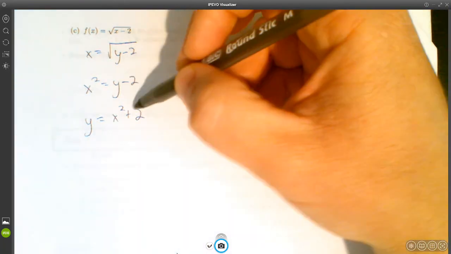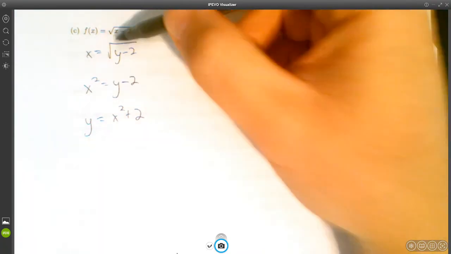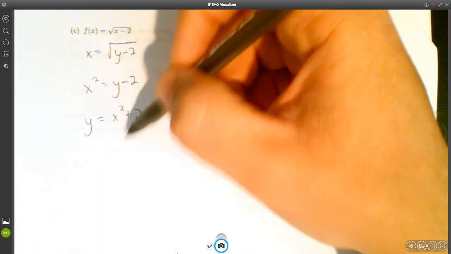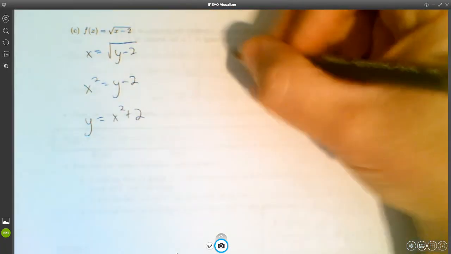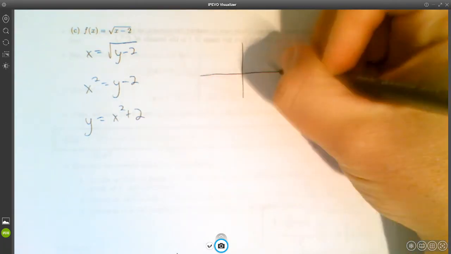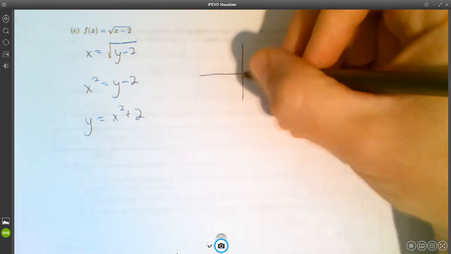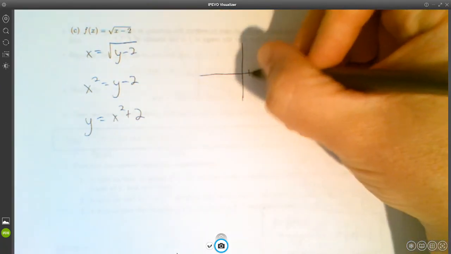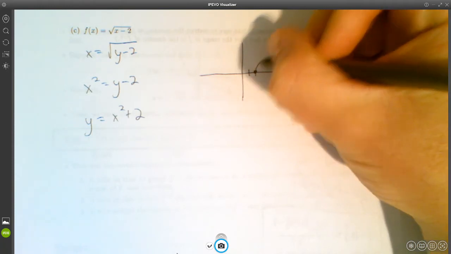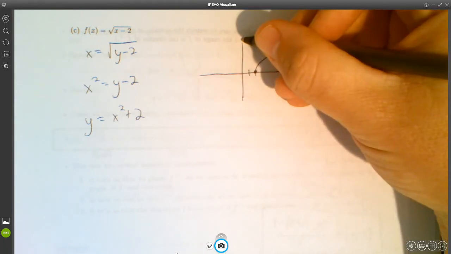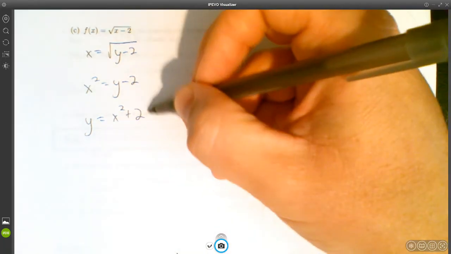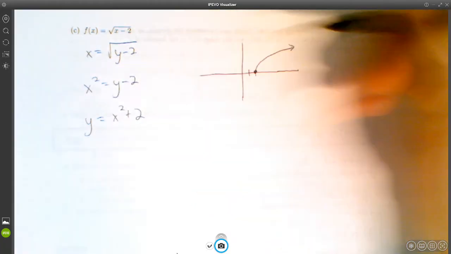Now, the domain of this function needs to match the range of this function. The standard domain here is all real numbers, but the range here is not all real numbers, right? If we think about graphing f of x equals square root of x minus 2, it's a square root function that's been shifted right 2 units. So it looks something like this, right? Notice that the range is 0 to infinity. That means that the domain of this function needs to be 0 to infinity, not all reals.